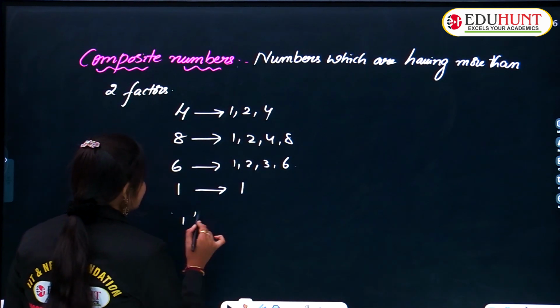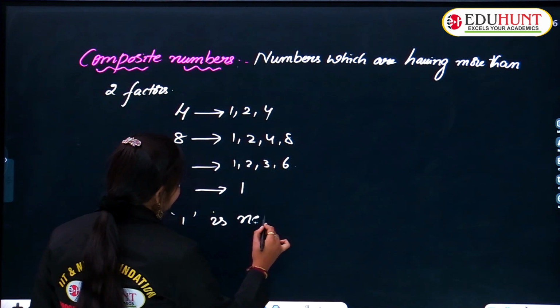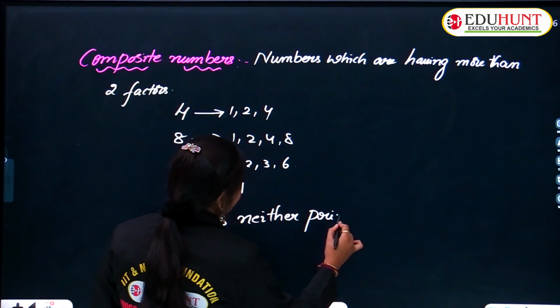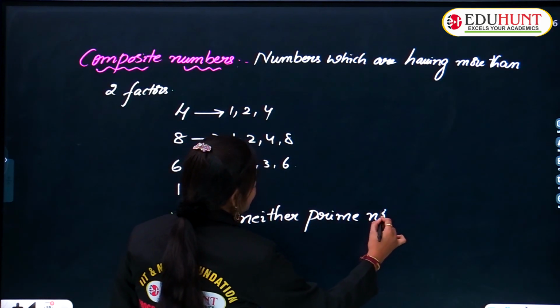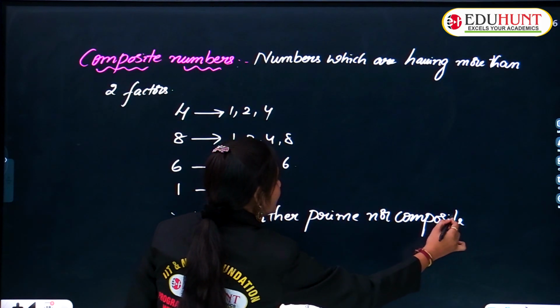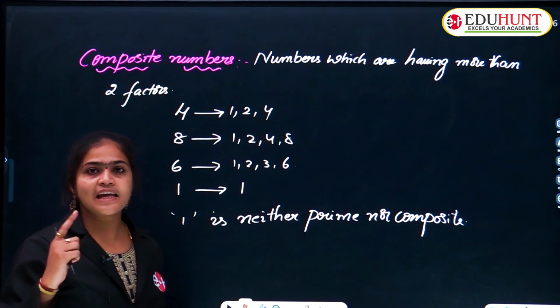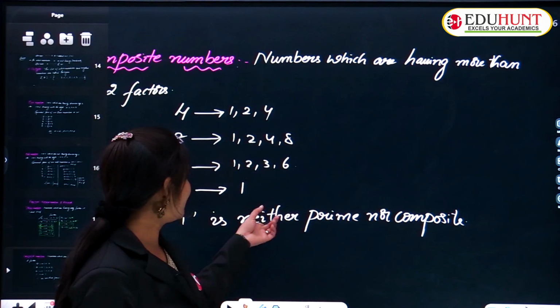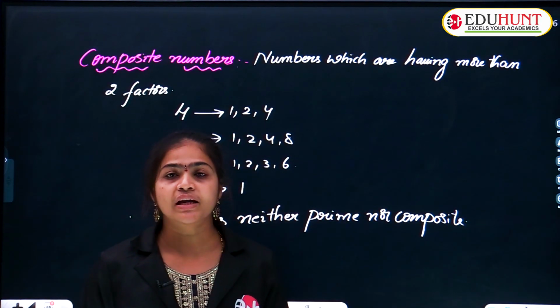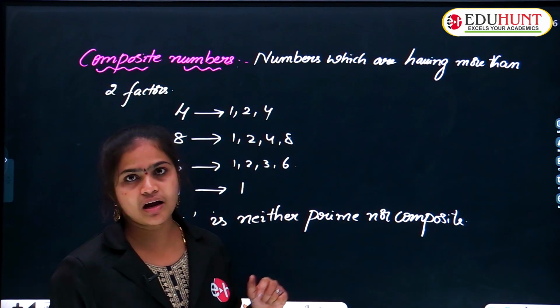Here 1 is neither prime nor composite, which means 1 does not come under prime numbers, and in the same way 1 does not come under composite numbers. Okay, 1 is neither prime nor composite.